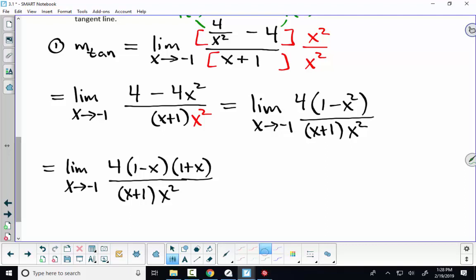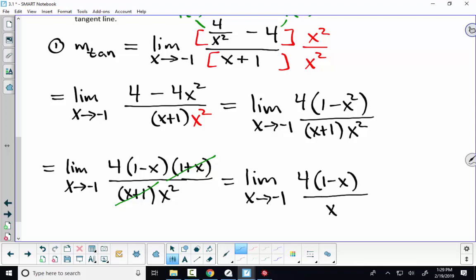So here, the factor of x plus 1 and the factor of 1 plus x, so the same thing, they go away. You've got the limit now as x approaches -1 of 4 times (1 minus x) all over x squared. So that is a limit we can compute. Do y'all have any questions on this?